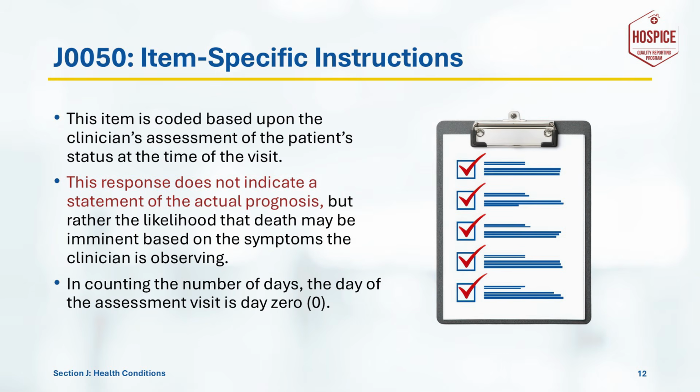For J0050, death is imminent, the clinician decides the patient's status based on the assessment at the time of the visit. The important takeaway is highlighted in red. The response to this item does not indicate a statement of the actual prognosis, but rather the likelihood that death is imminent based on the symptoms the clinician is observing. And just a reminder, when counting days, the day of the assessment is considered day 0.